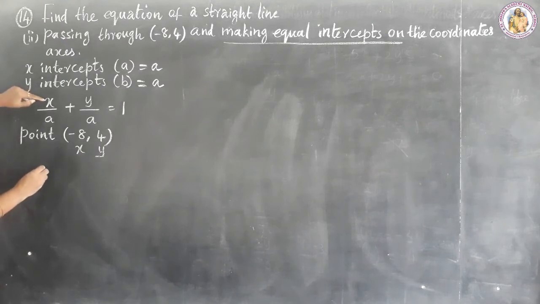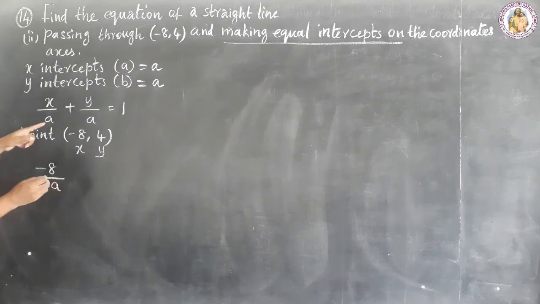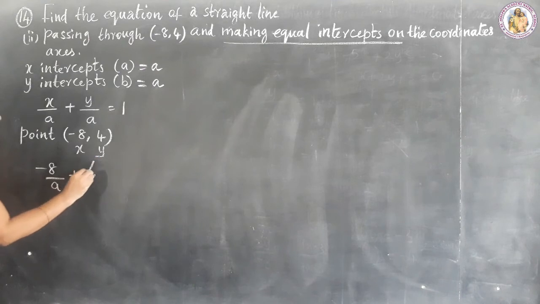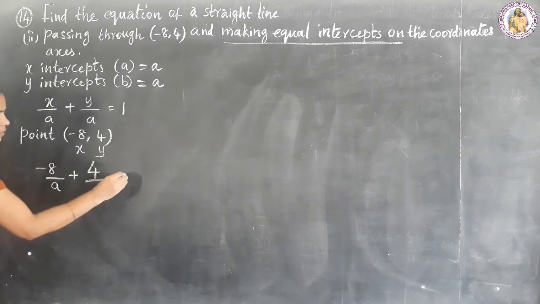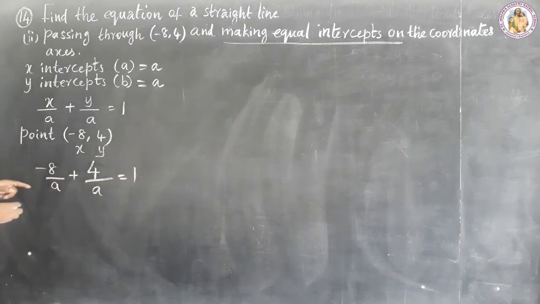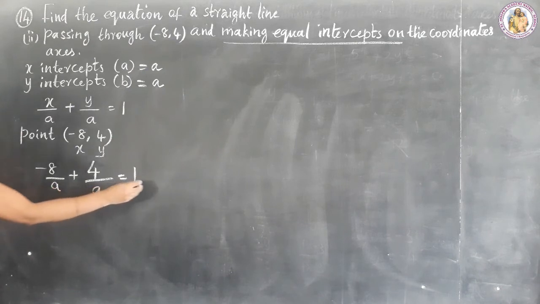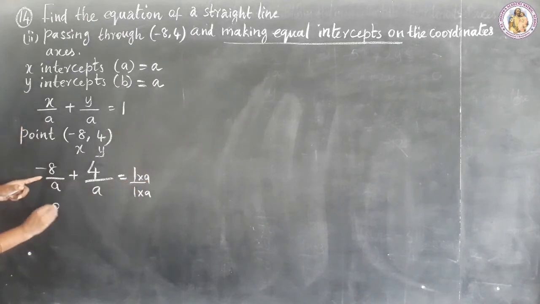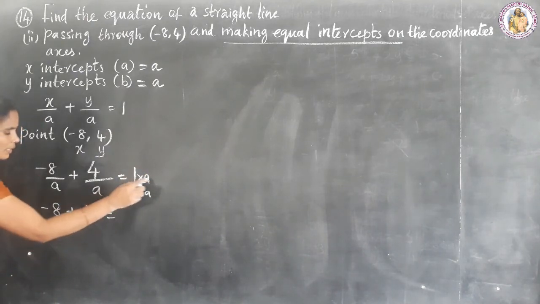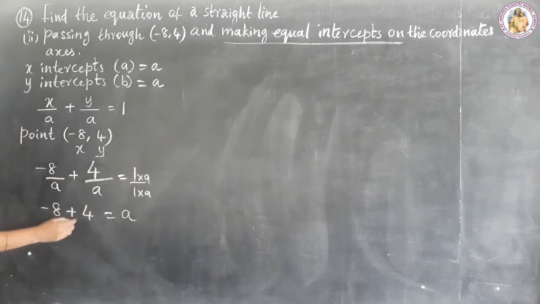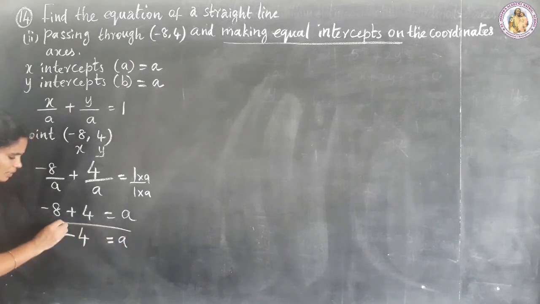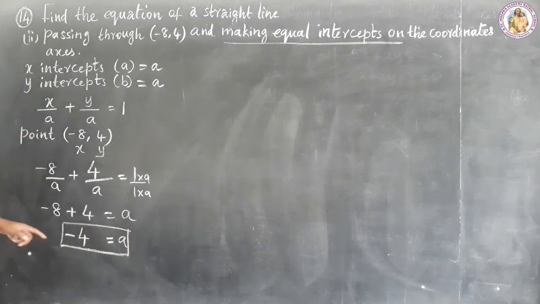So substitute minus 8 by a plus 4 by a is equal to 1. Now here, to make this common, 1 into a, taking a as LCM, minus 8 plus 4 is equal to 1 into a. So different signs, subtract 8 minus 4, 4, minus 4 is equal to a. So therefore a is equal to minus 4.